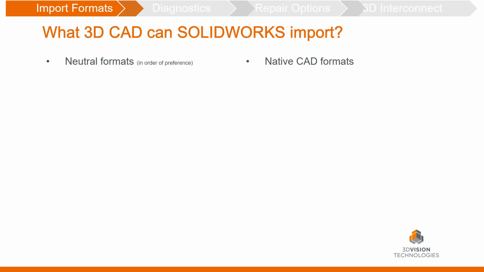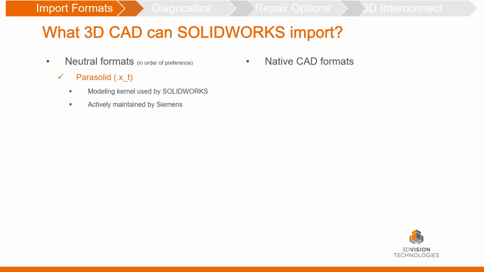So with regards to what 3D CAD SOLIDWORKS can import, and again, we're just talking about three-dimensional CAD today. We can import 2D CAD, but we're going to focus on 3D CAD. We're going to focus on the more common or most popular formats. So there is a neutral format preference, and this is sort of like a third party or a third language, if you will. We want to go from a third-party CAD system into SOLIDWORKS, so we're going to translate it into this neutral format first.